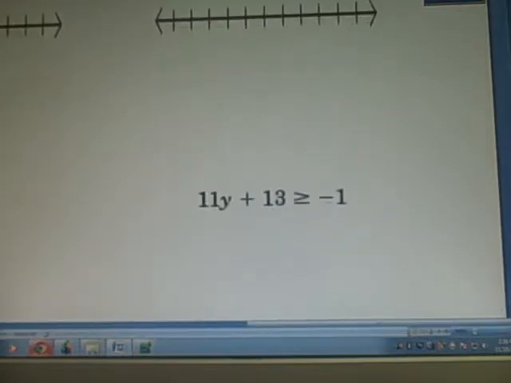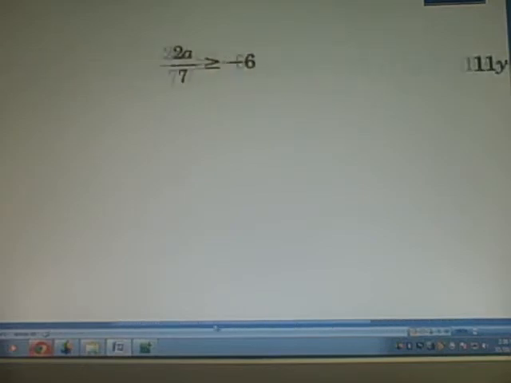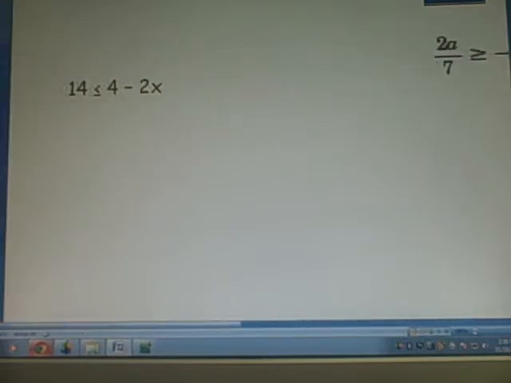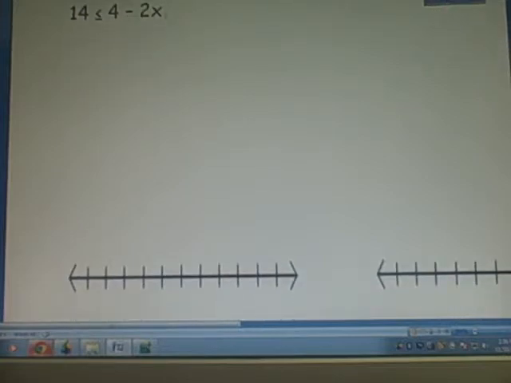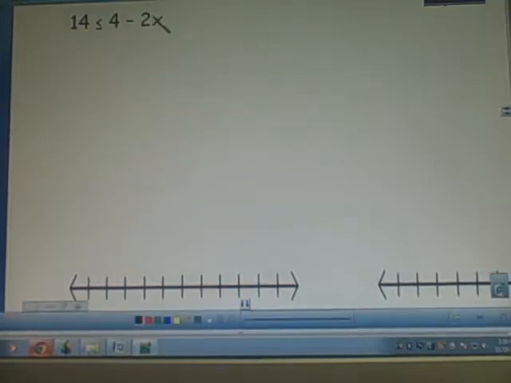The next problem says 14 is less than or equal to 4 minus 2x. So I'm going to find my variable. And now I'm finding my coefficient, and as you can see, it is negative. So I'm going to have to rewrite my problem. I'm going to have to write 14, and I'm changing less than or equal to greater than or equal to 4 minus 2x. Now, if you still like to keep things neat, you absolutely can do that by drawing your line.